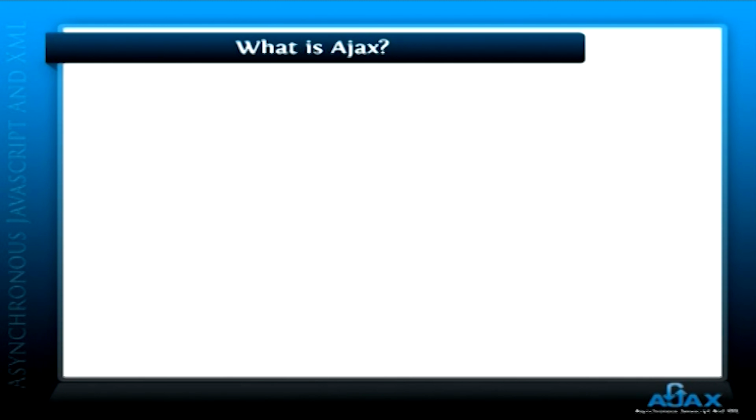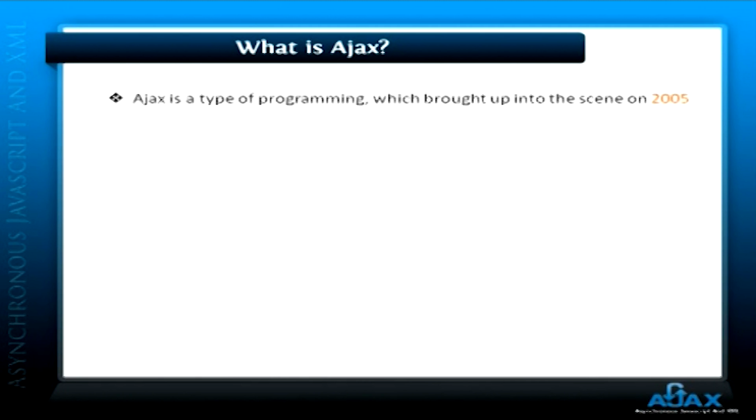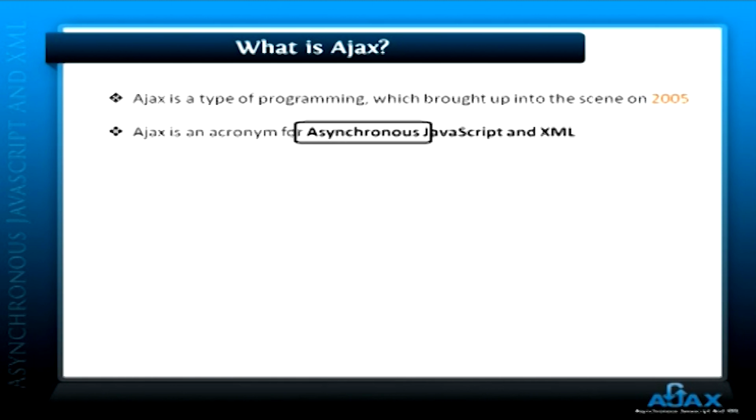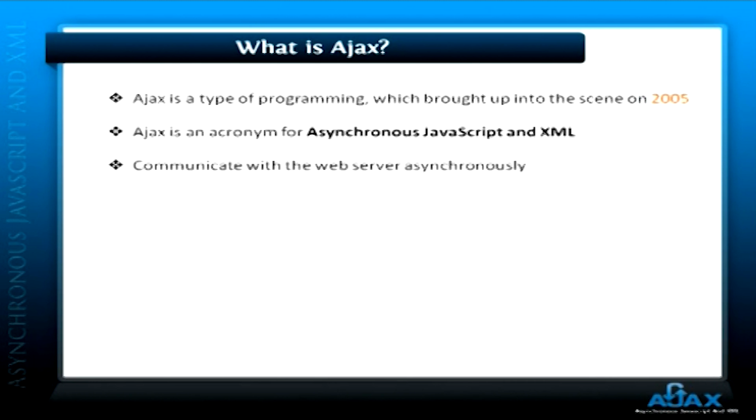What is Ajax? In our previous tutorial, we saw the history of Ajax. But what is Ajax? Well, Ajax is a type of programming which came into the scene in 2005, and, as we saw earlier, Ajax is an acronym for Asynchronous JavaScript and XML. So I hope you might be familiar with JavaScript and XML. I'm sure you are. But what is asynchronous and what does it mean? Well, this is the word which made Ajax so popular. Ajax can communicate with the web server asynchronously.